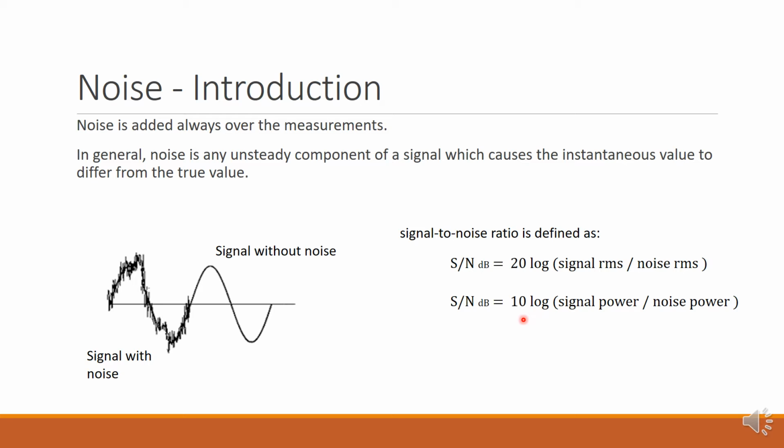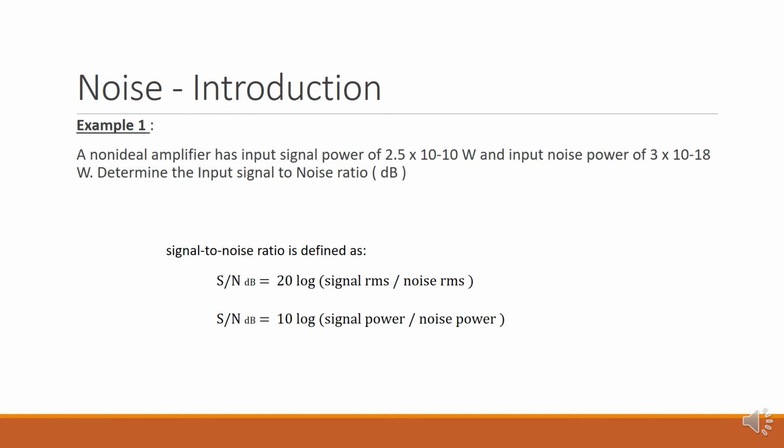In the case of alternating current noise voltage, the root mean square value is used as the measure, so we use this formula. This is an example of how to calculate the signal to noise ratio. You can pause these slides in order to practice on your own.